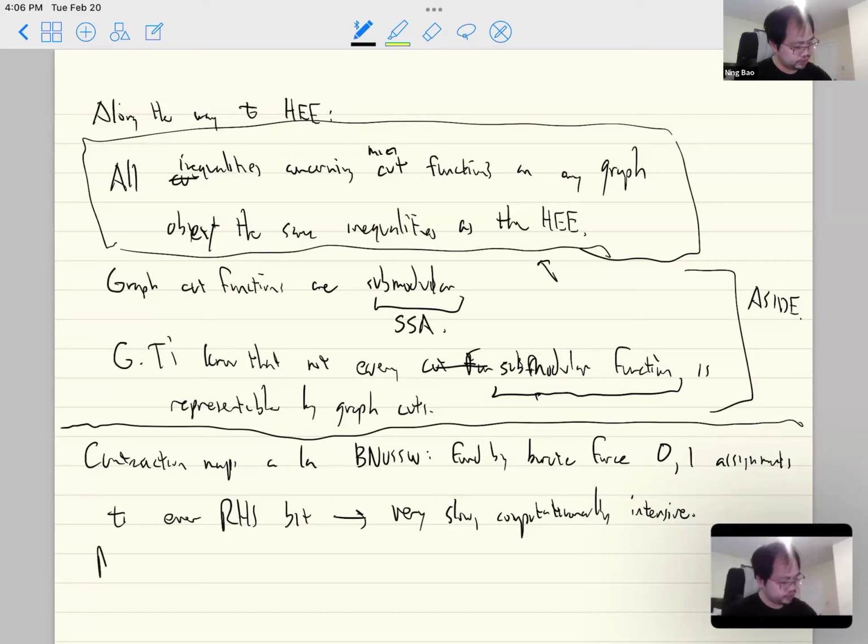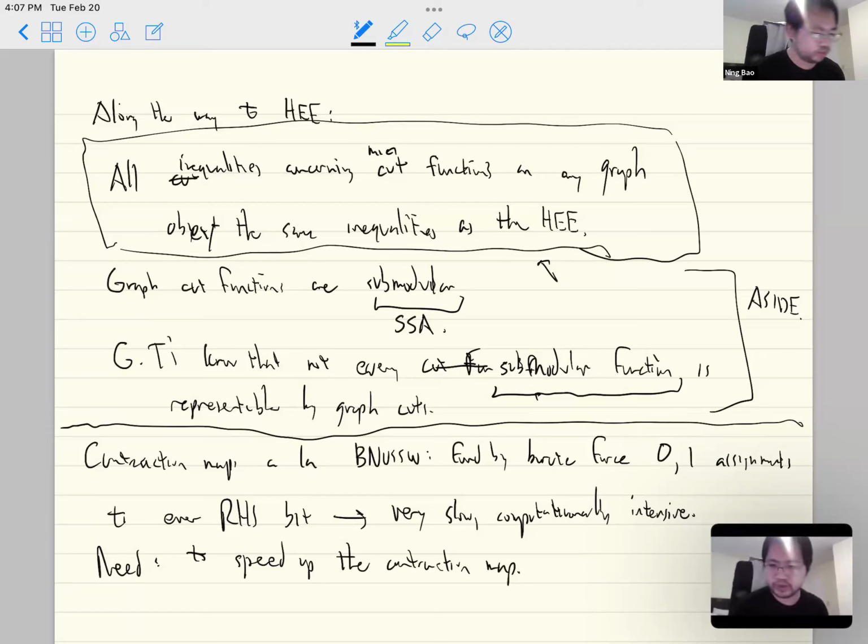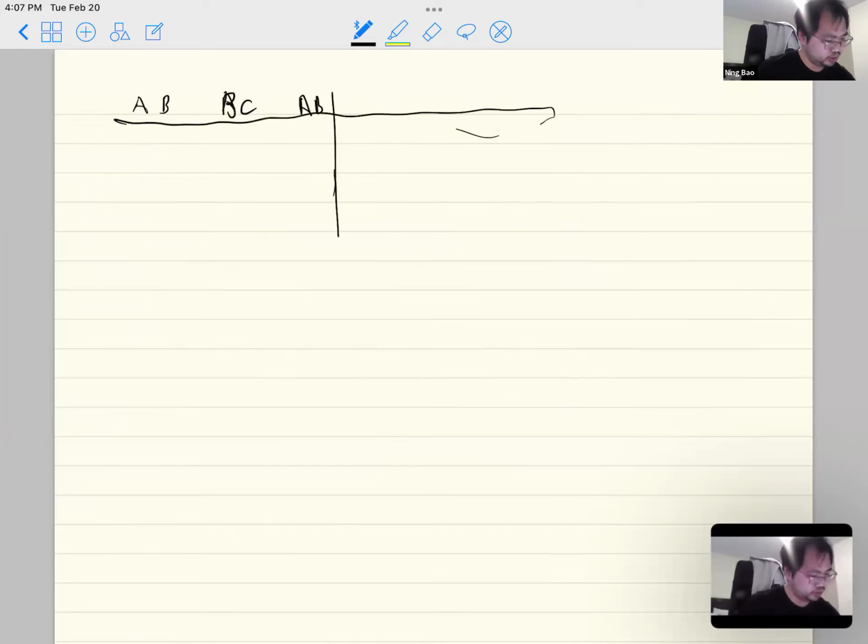So that means there was a need, if you find these inequalities interesting, to speed up the contraction. That was the focus of our work. We wanted to understand how to speed up the contraction map from this exponentially slow thing to something that was runnable. In order to do that, let me rewrite the MMI table, which I didn't complete last time, and let me show you how a person would complete it.